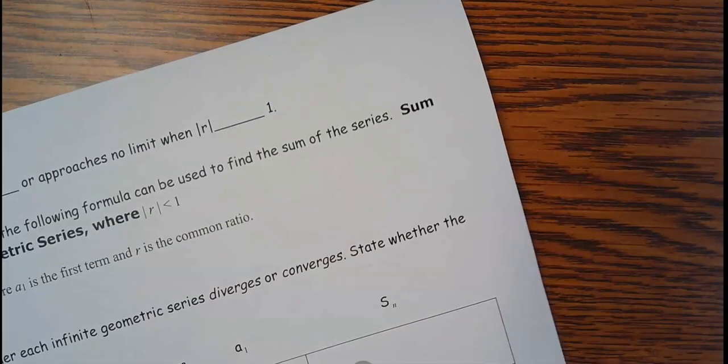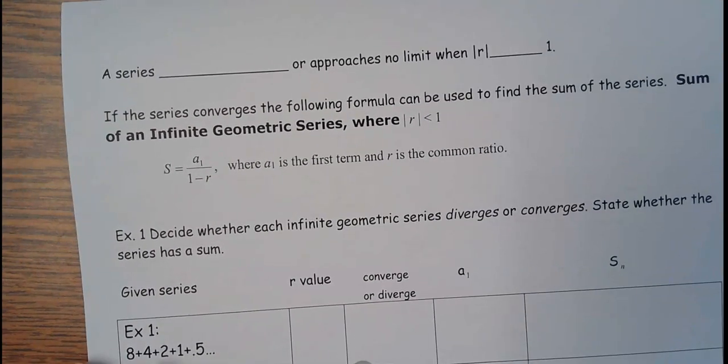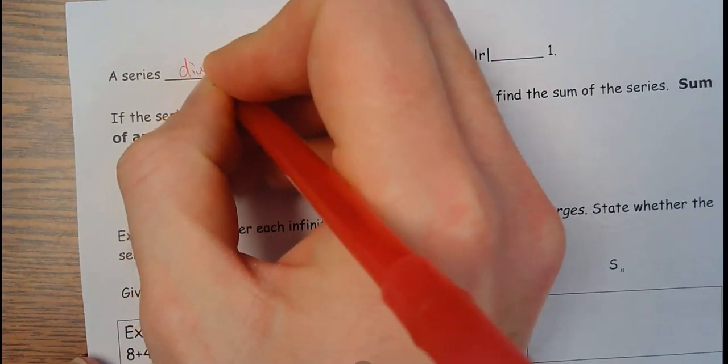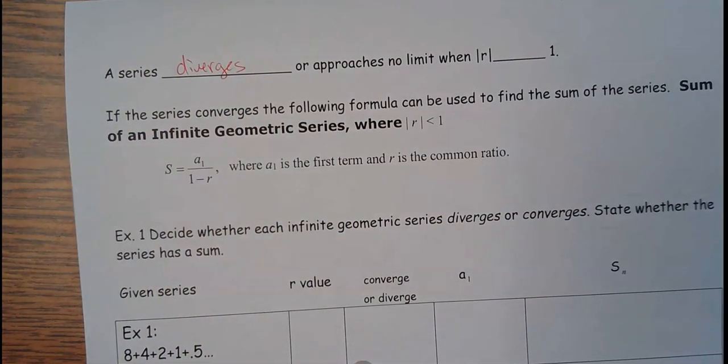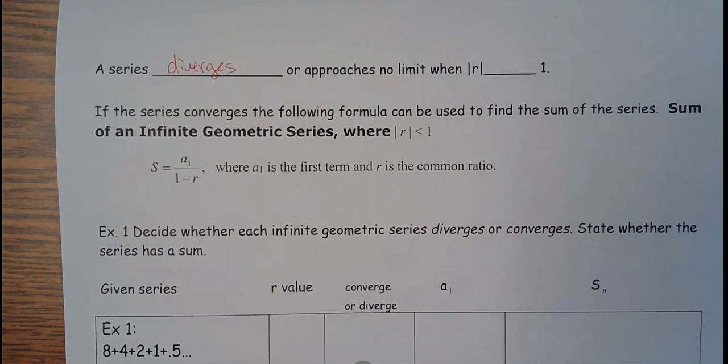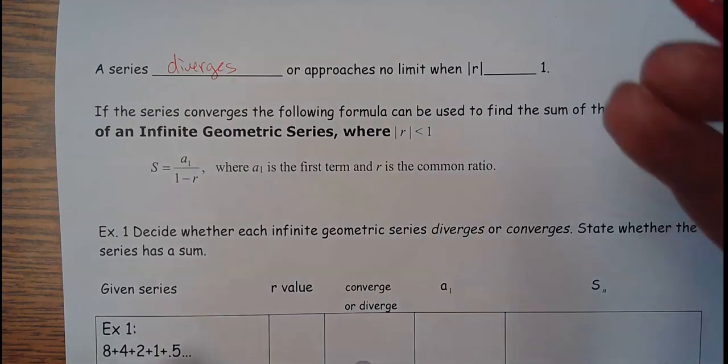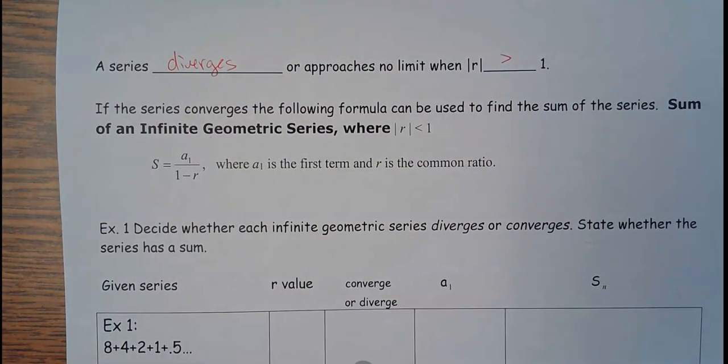And then the other one, if it doesn't do that, if it just keeps going on forever, then it diverges. We call it divergent. It approaches no limit. There's no sum, and that is when the absolute value of R is greater than 1. So if it's above 1, or if it's below -1, if I'm taking it times -2, it's going to keep getting bigger and bigger in the negative direction, and you're going to approach negative infinity, and there's no way to add it up. So the only way you can add it up is if your common ratio is less than 1. It can't equal 1. If it equals 1, it's not geometric in the first place.